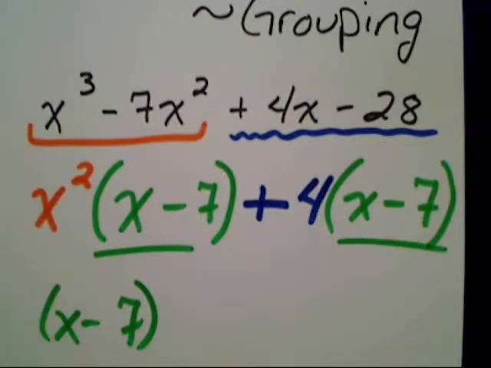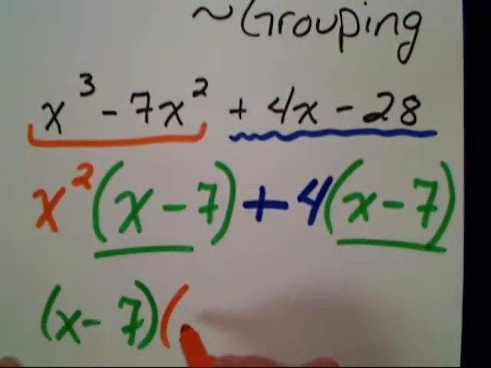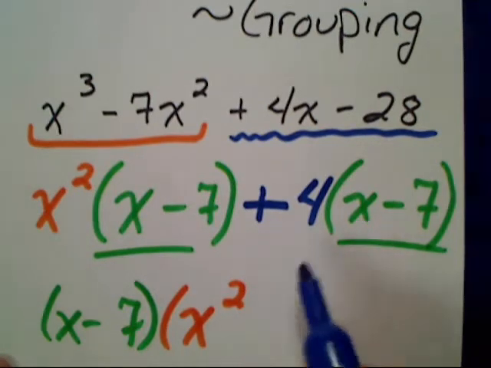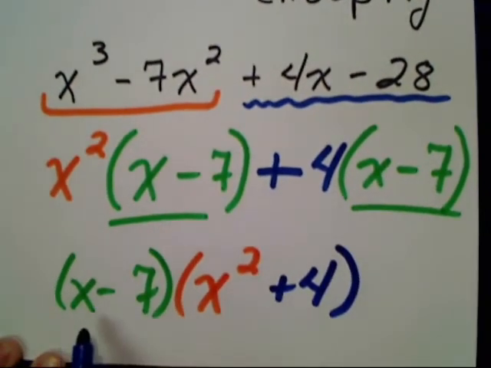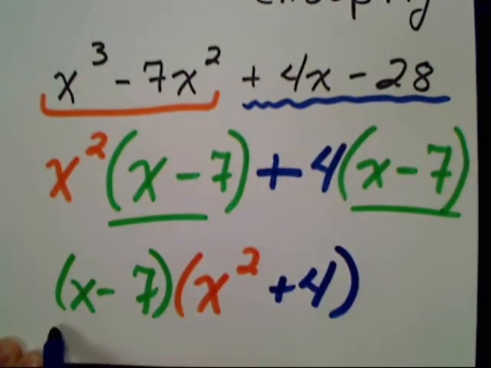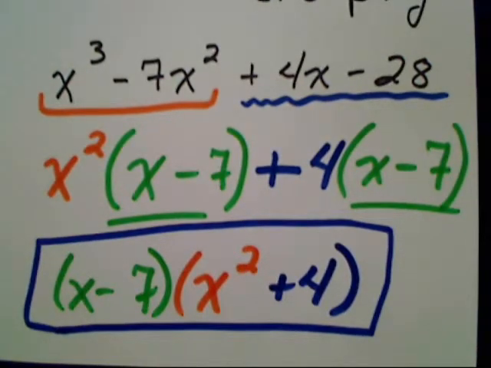What am I left with? Well, the first term, if I take out the x minus 7, I'm left with x squared. And in the second term, when I take out my x minus 7, I'm left with the plus 4. Now it's a quantity times another quantity, so I am done. This is factored form. Let's do another one.